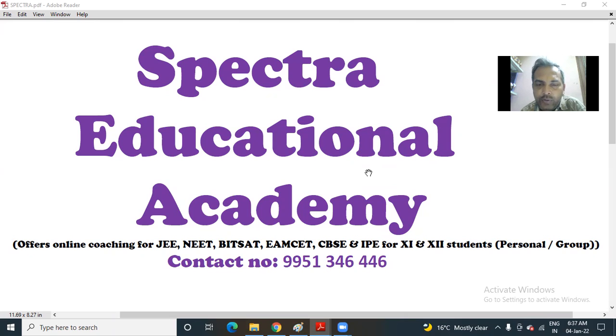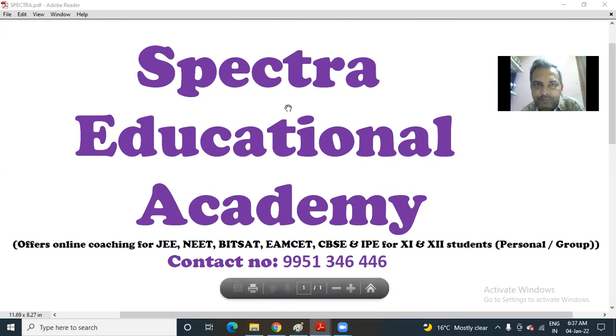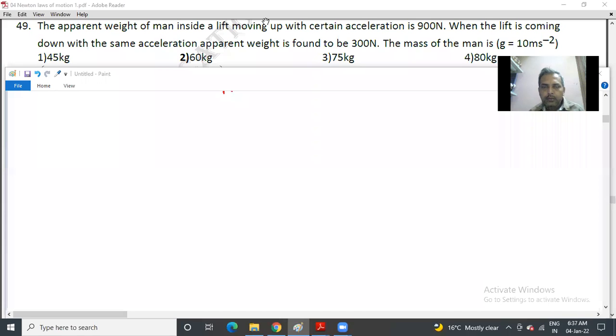In this video, I am going to explain numericals on apparent weight of a person in a lift. So this is the first question. The apparent weight of a man inside a lift moving up with a certain acceleration is 900 newtons. When the lift is coming down with the same acceleration, apparent weight is found to be 300 newtons. So we need to find the mass of the man.